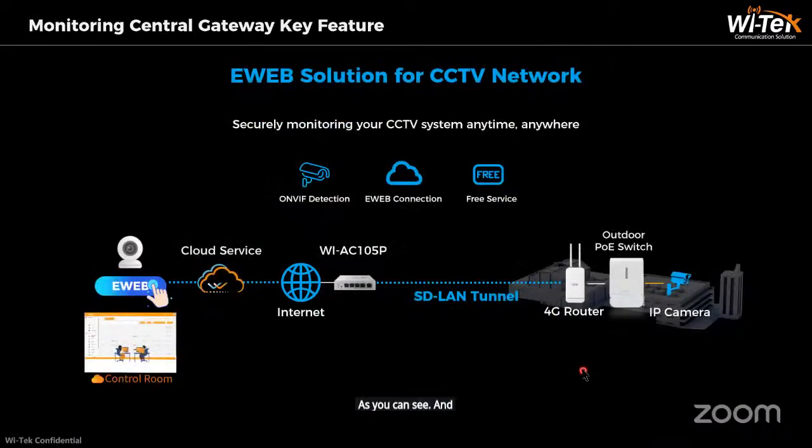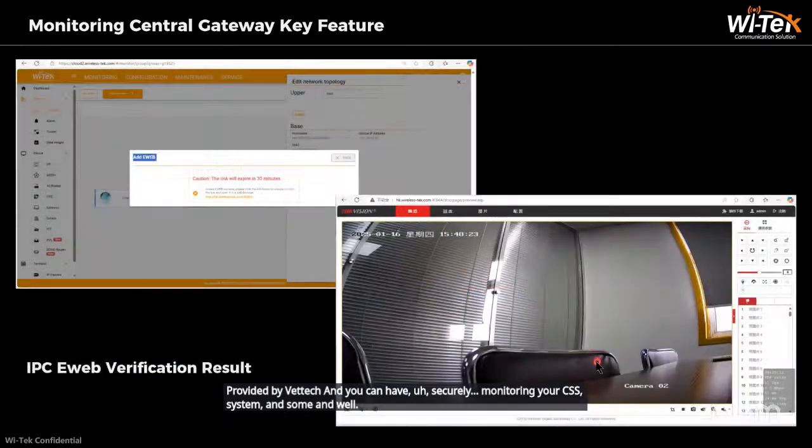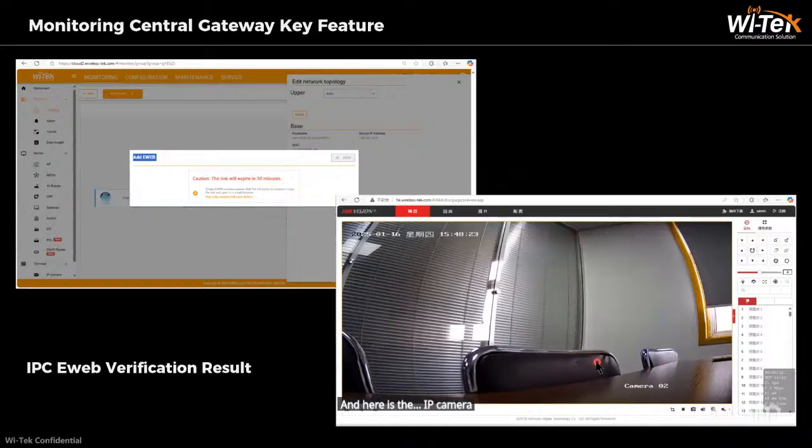Next is also the eWeb solution for CCTV network, including the on-wave detection, eWeb connection, and the free service provided by Wi-Tek. You can securely monitor your CCTV system anytime and anywhere. And here is the IP camera eWeb verification result on Wi-Tek Cloud. As you can see, use eWeb to log into the IP camera and check the real-time video streams.